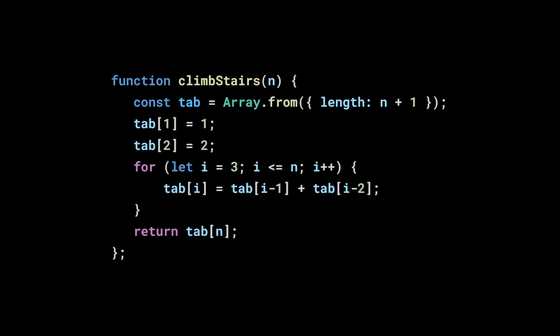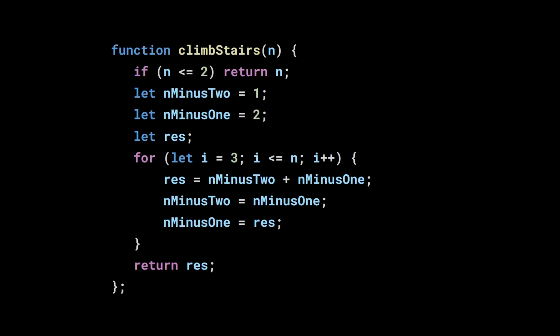Well, we can do better than that. You see here, we only need to remember the two previous values, so we can get rid of the array and use a few variables instead. So now we have linear time and constant space complexity. It doesn't get better than that.